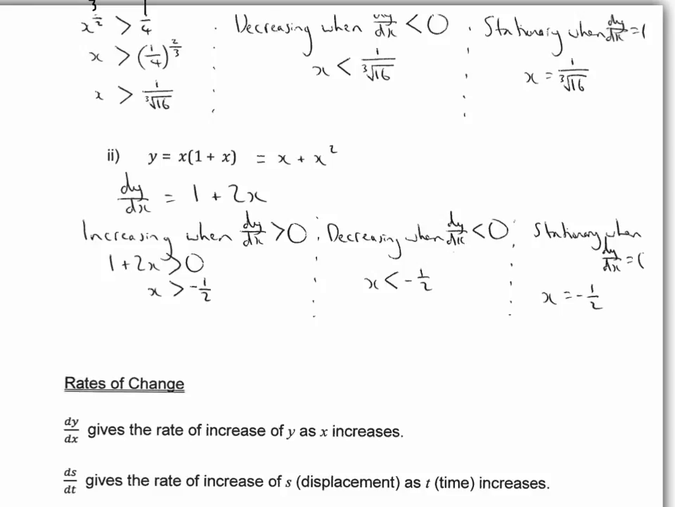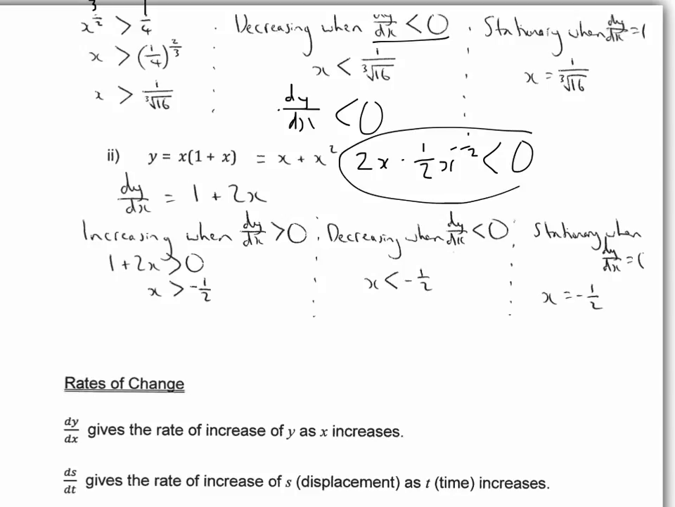Your initial statement would be that dy/dx is less than 0. We've already got that up there. And that gives you 2x to the minus a half is less than 0. And you could see that all the algebra you do with this will be exactly the same as the algebra I did over there. The only difference is that I would keep this sign the other way around. So I find out this time that it's decreasing when x is less than that value.